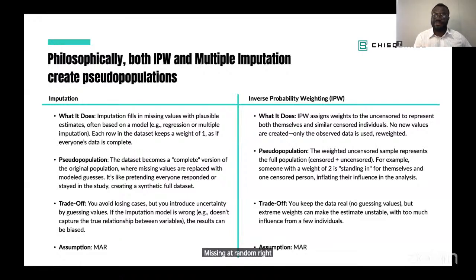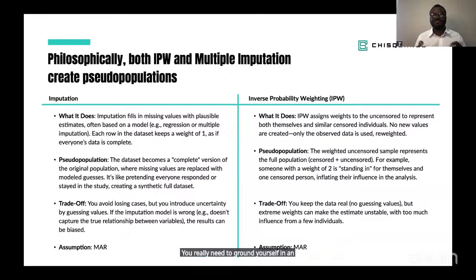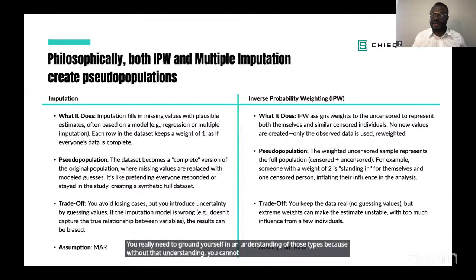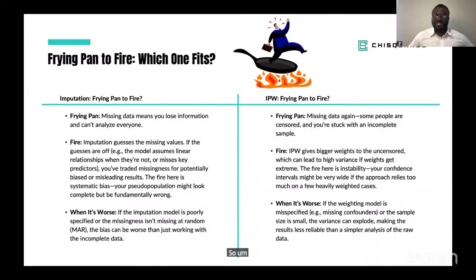Again, if you did not attend the past few classes, you may want to watch the video to understand fully the distinction between the types of biases. You really need to ground yourself in an understanding of those types, because without that understanding, you cannot manage missing data appropriately. So, again, remember the simple rule: do not jump from the frying pan to the fire.